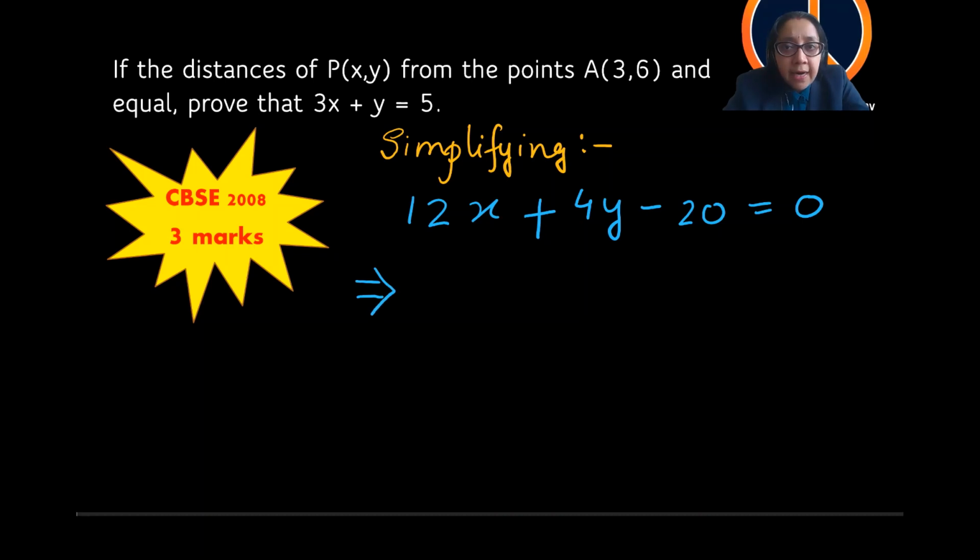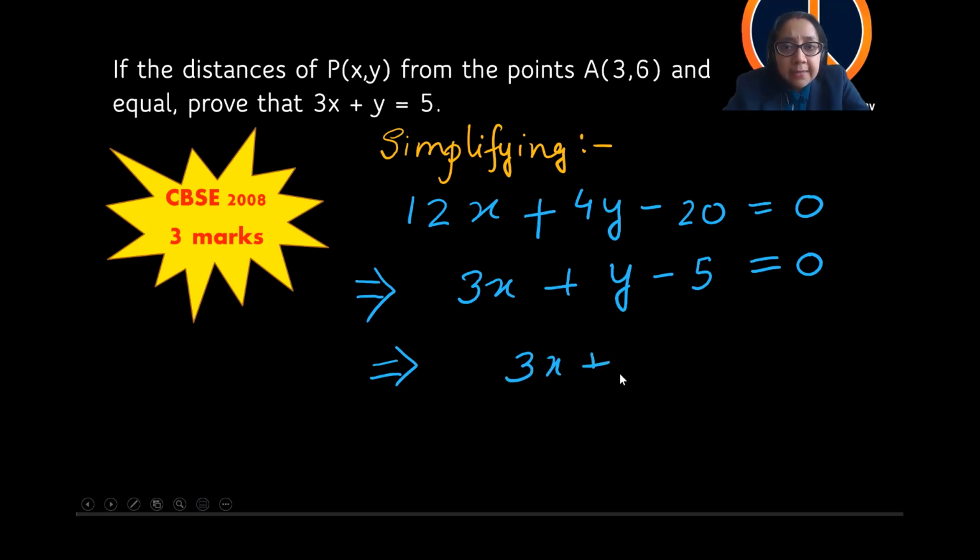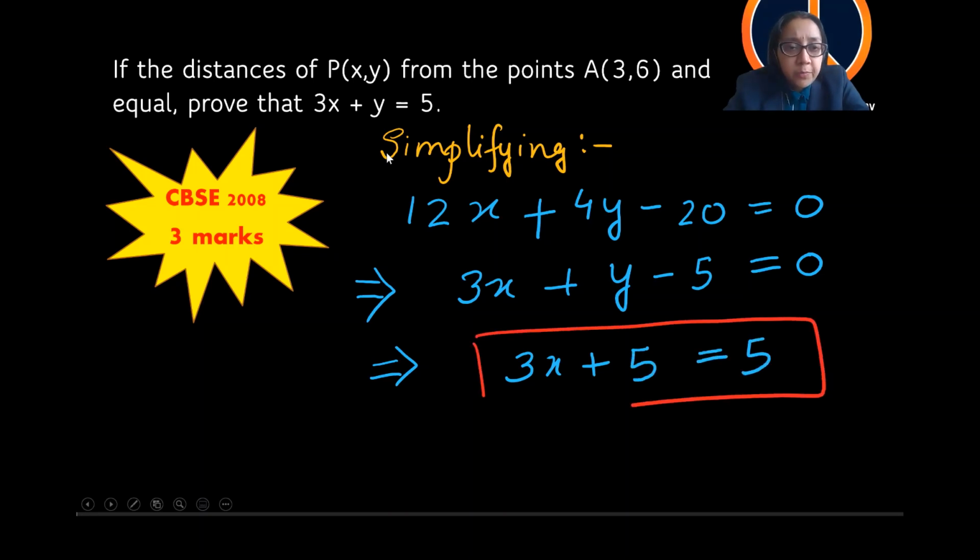Okay. You can divide by 4. So it is a common multiple of 4, right? So it is coming as 3x plus y minus 5 equal to 0, which comes out to 3x plus y equal to 5. So that one only you have to prove, isn't it? So you have already proved. So this is how you will do these types of questions. Okay. So you can expect these types of questions in your examinations. They are very, very important.